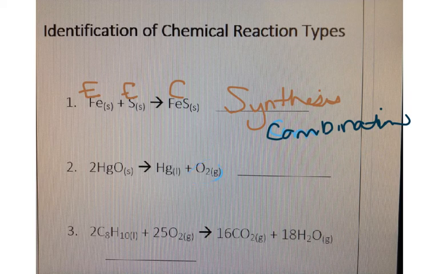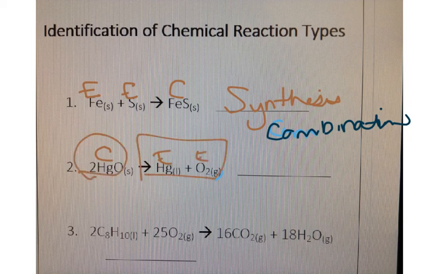So the next thing I'm going to do is label all my elements and compounds. HgO is a compound, Hg is an element, oxygen is an element. So what I notice is that I have one compound breaking up to produce 2 new elements. So what I know is it's going to be decomposing. So it's a decomposition reaction.